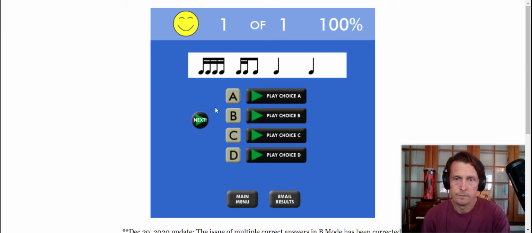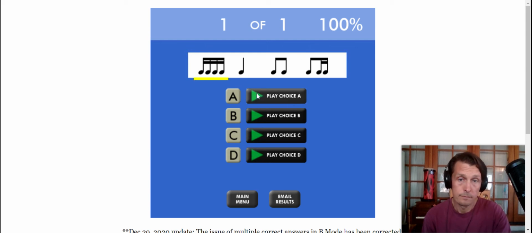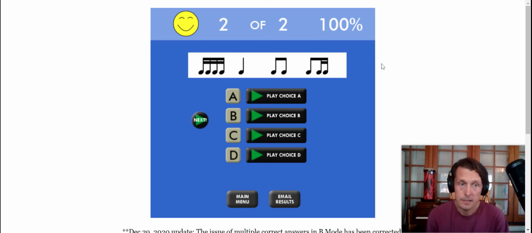Let's try one more. Happy hippo, bill, opus, blueberry. Now I think it's that one, but we always want to listen to all four choices. It is C. We're right. Well, I want you to practice that at home.